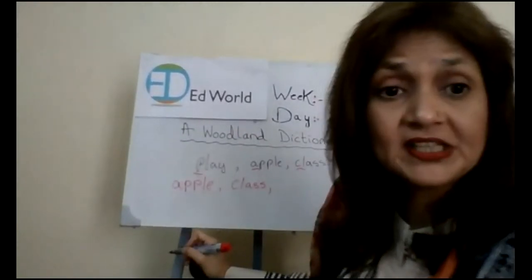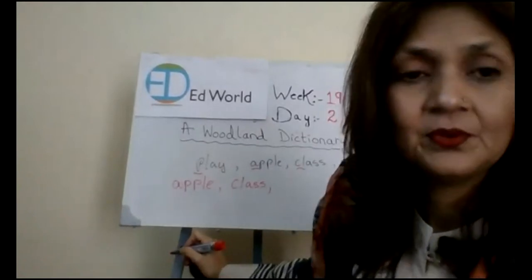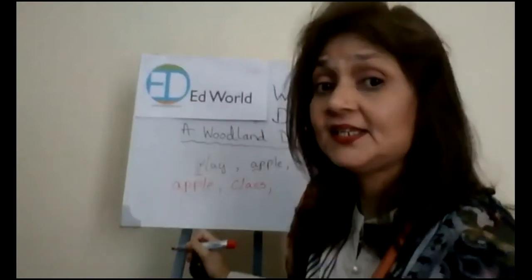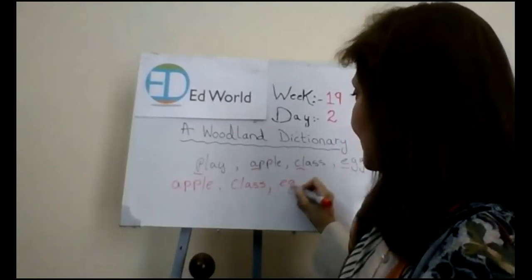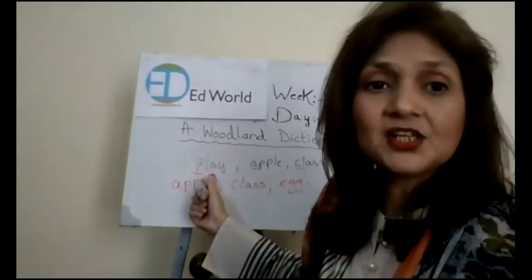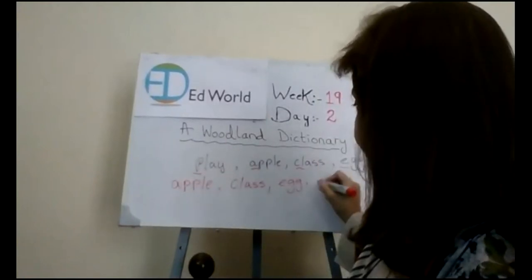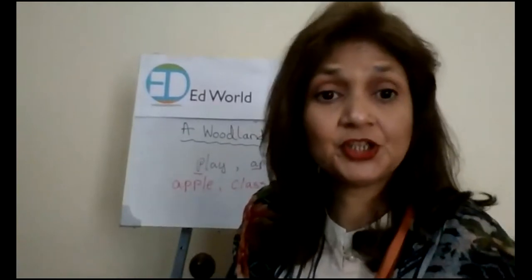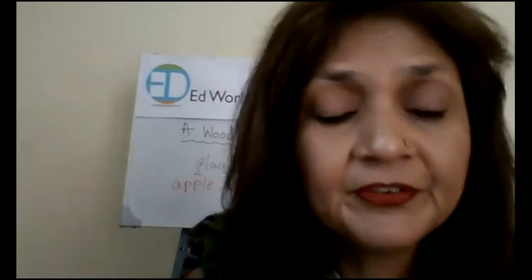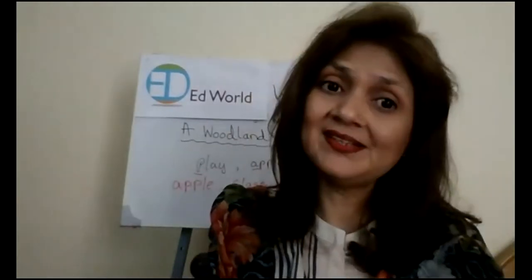Is there any word with D? No. Is there any word with E? Yes, egg. Then comes egg. And then the last word is play. So this is how you will arrange the words in alphabetical order. You will see the first letter first, and then if the first letter is the same, then you will see the second letter. I hope you must have understood till here, right?